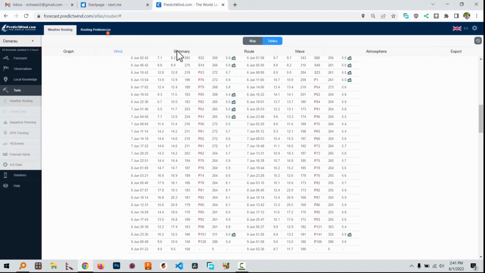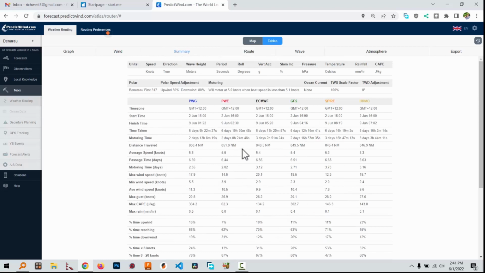Now let's go to the summary and see how they compare to real life for Legacy. So here's a summary of all the models, and let's look at PWE. It says our average speed is going to be 5.5 knots on this passage, or 5.4 with some of the other models. We've got enough experience now to know that that's very realistic. If we saw that that was 7 knots, we know we could never make that. If we saw it was only 4 knots, we know we can do better than that. So that's a double check on how accurate the polars are for your particular boat.